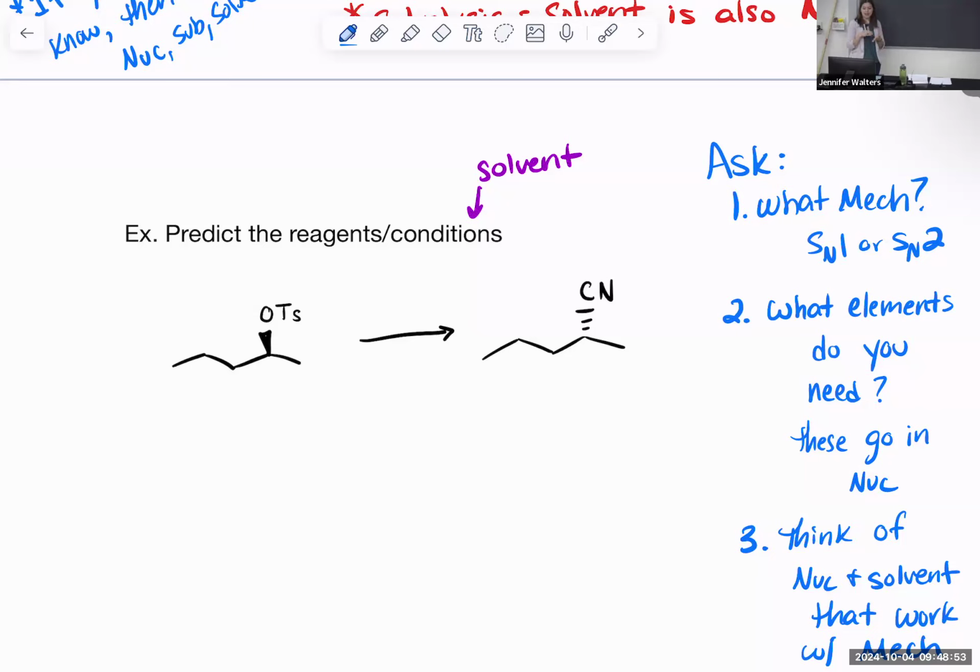Then you're going to figure out what elements do I need? Because whatever elements you see in the product had to come from somewhere. So those are going to be in your nucleophile. That's going to tell you what your nucleophile had to be. And then you want to think of, all right, what are actual solvents or nucleophiles that align with that desired mechanism? Okay. Try to answer those questions.